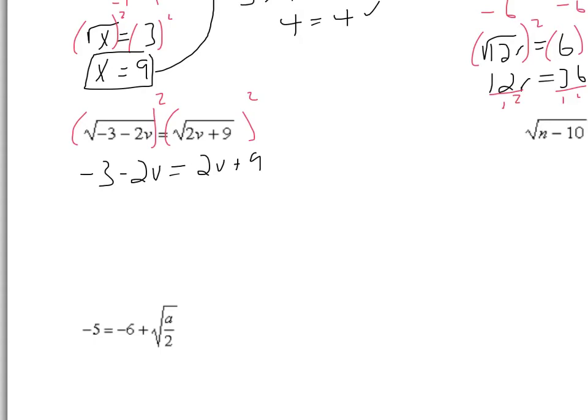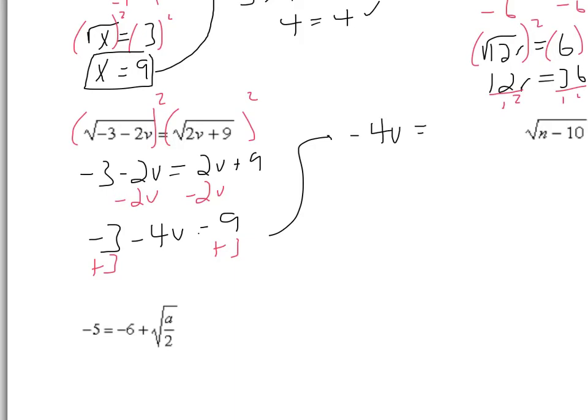So we take a look at this, and we would bring usually the variables to the left side. It's up to you though, which would give us -3 minus 4v equals 9. We would add 3, and we would get -4v equals 12. Divide both sides by -4, and we get v equals -3.